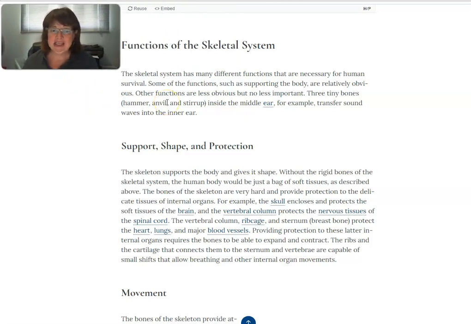When we look at the body, the bones give the rigid structure. Otherwise, we'd just be a bag of soft tissue. Bones are very hard. And because they are hard, they will protect the softer tissue inside. And the skull is a good example. It protects the brain. The vertebrae protect our spinal cord. And the rib cage will protect our heart and lungs and major blood vessels that lead to the heart and lungs.